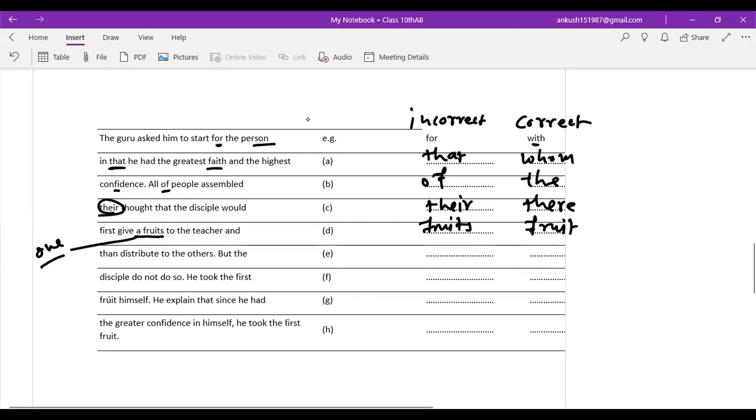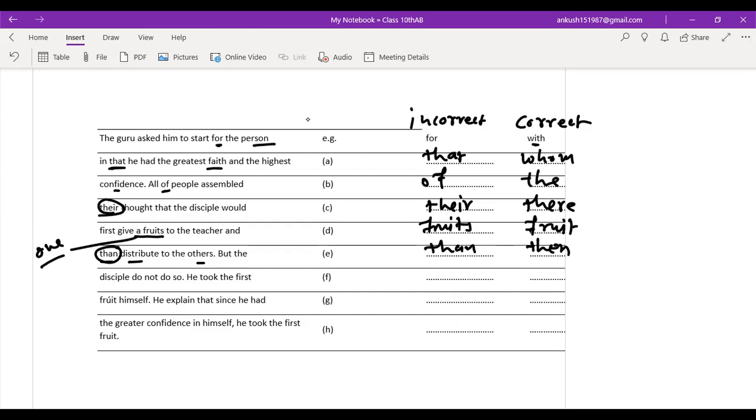To the teacher. And then distribute to the others. Okay. What is wrong here? Then, sir. We can change to then. What should be there? Then.